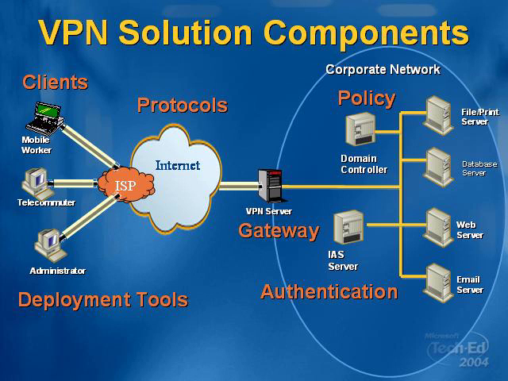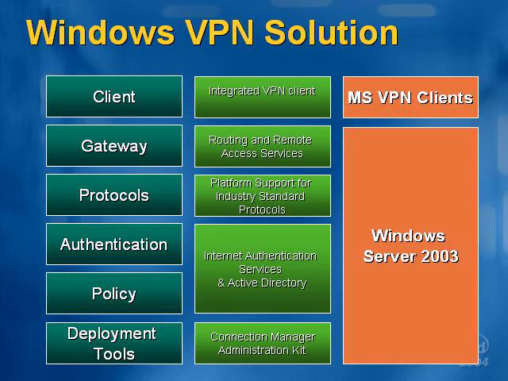So, real quick, a snapshot of the VPN solution. You have your clients, you have your gateway by which you access the network. You get there via industry standard protocols. Your network is going to authenticate you. It's going to apply group policies so you don't do things that you might not otherwise want to have your people do. And finally, you have deployment tools to enable your clients to access it conveniently.